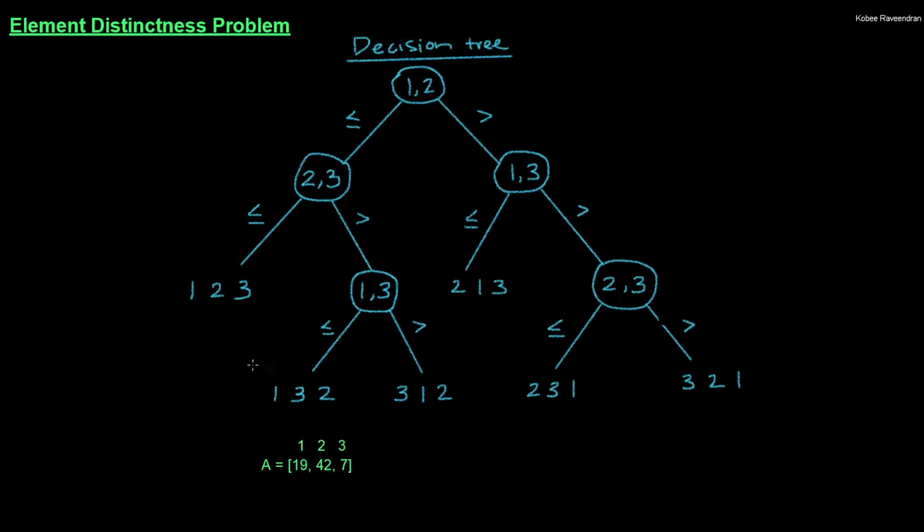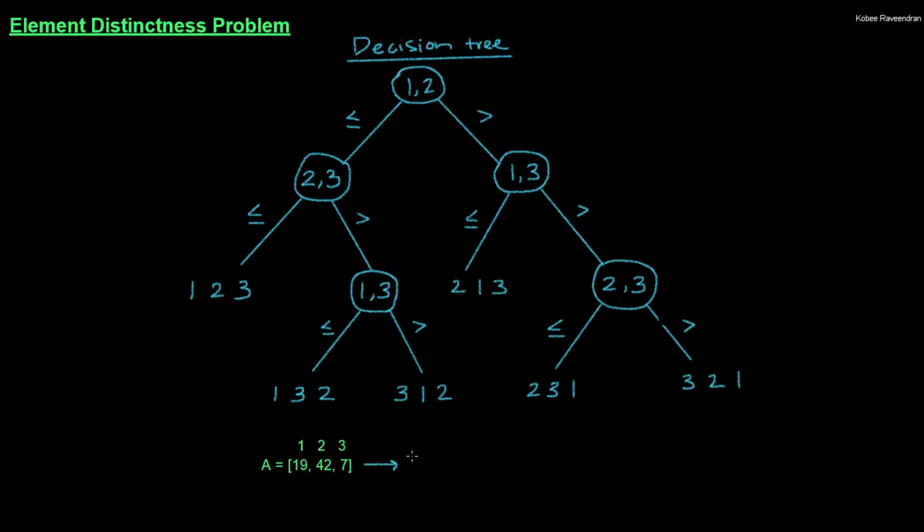array would be sorted. So if we were to walk through an example here, 19, 42, and 7, I've labeled the indices there. So first we compare the first and second elements. 19 and 42, 19 is less than 42, so we take the left branch. Compare the second and third elements. 42 is greater than 7, so we go right. Now between the first and third elements, 19 is also greater than 7, so we go right again.